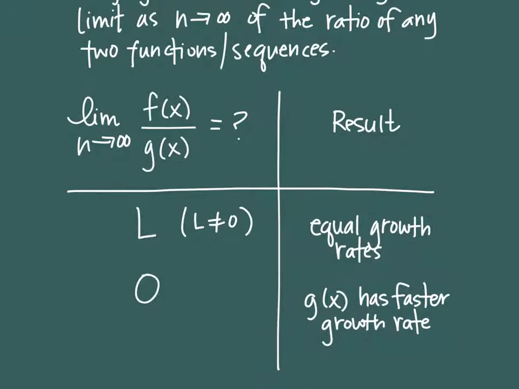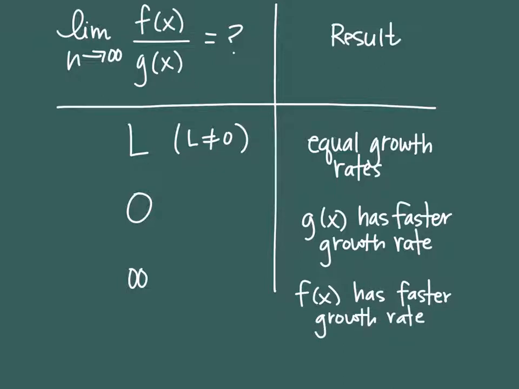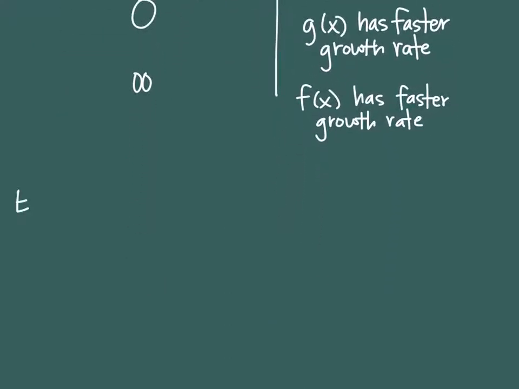And then the only other option, if you're not getting a number and you're not getting 0, would be getting infinity, which means that this thing is growing towards infinity as you approach infinity. And so that would mean that f of x has the faster growth rate. And so this would be a sufficient proof or justification of how one would have a faster growth rate than the other. And the next examples are just going to put that into practice.